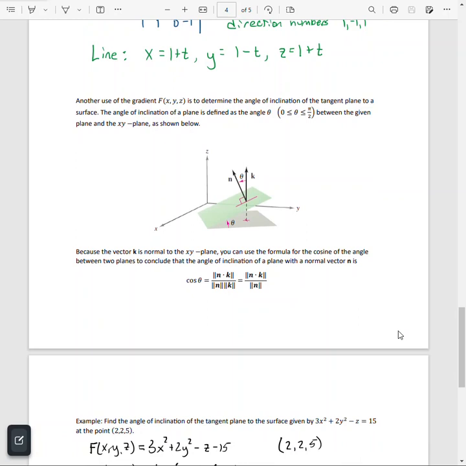Another use of the gradient of capital F of x, y, z is to determine the angle of inclination of the tangent plane to a surface. The angle of inclination of a plane is defined as the angle theta in the first quadrant between the given plane and the xy plane as shown.